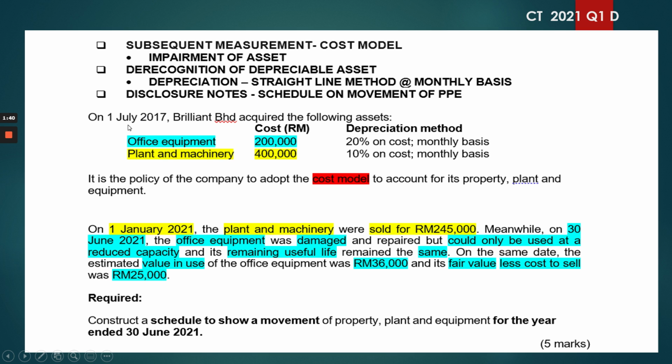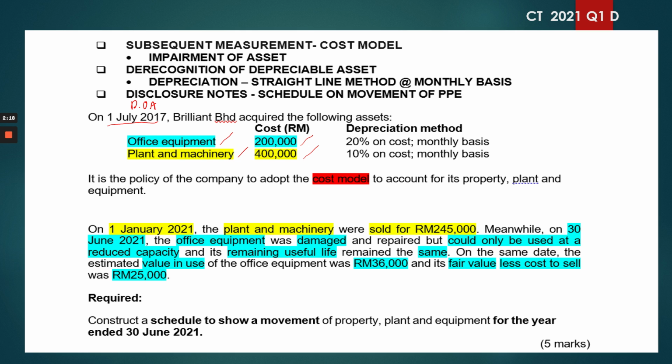PPE. So if you look at the question, it starts with the 1st July 2017, and this is the date of acquisition. Brilliant acquired the following assets. So if you can see, I've already highlighted the different assets that you have there: office equipment and plant and machinery. The office equipment, on the date of acquisition, the initial cost was 200,000 and the plant and machinery was 400,000. No information was given regarding the accumulated depreciation.